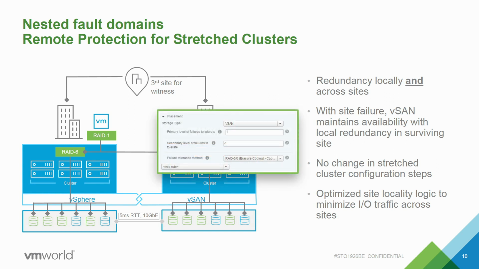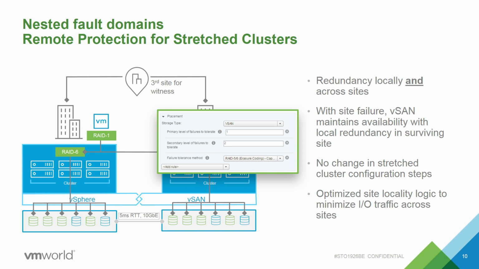Looking at what this looks like from a configuration standpoint, we have a primary level of failures to tolerate. This is a new construct in this case, and that's either going to be 0 or 1, and that's going to set whether that data is mirrored or not. We then have a secondary level of failures to tolerate, and that's the local RAID policy. In this case, we've selected 2, and since we're using RAID 6 erasure coding, it's going to inherit a RAID 6 policy.